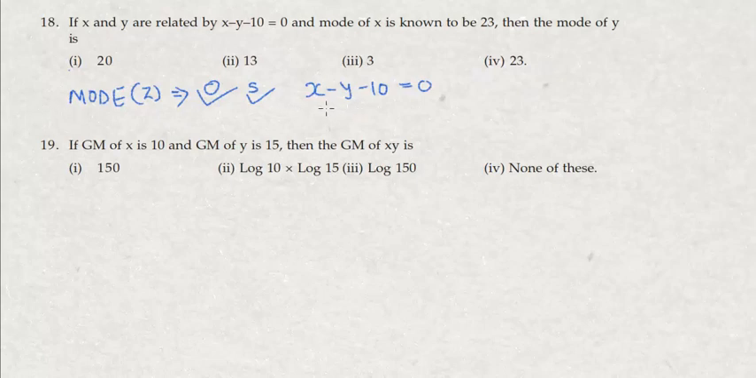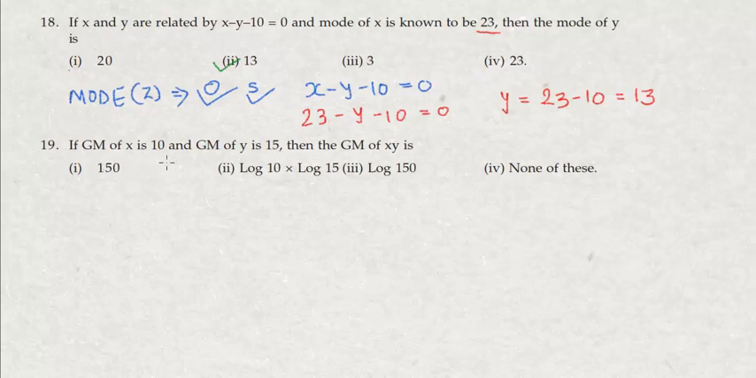Let's put it. So here in place of X we should put 23 because it is the mode of X. So it is 23 minus Y minus 10 is equal to 0. Now let me take Y on the right side of the equation. So Y is equal to 23 minus 10, which is equal to 13. So our answer here is the second option, 13.